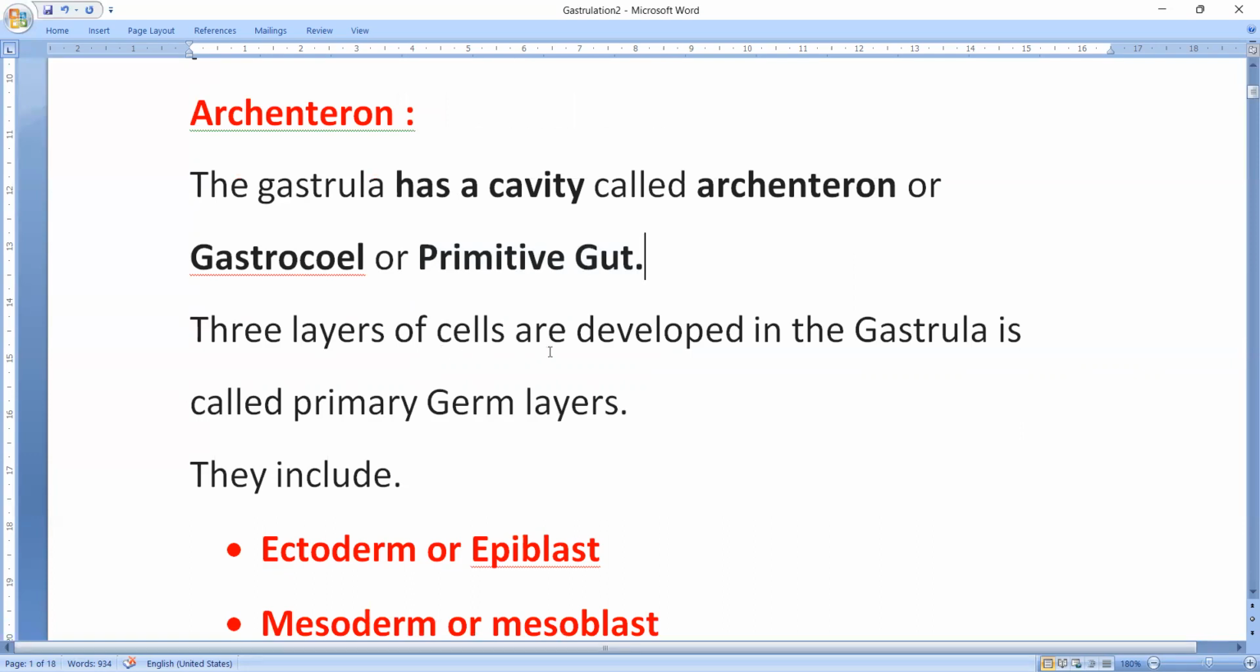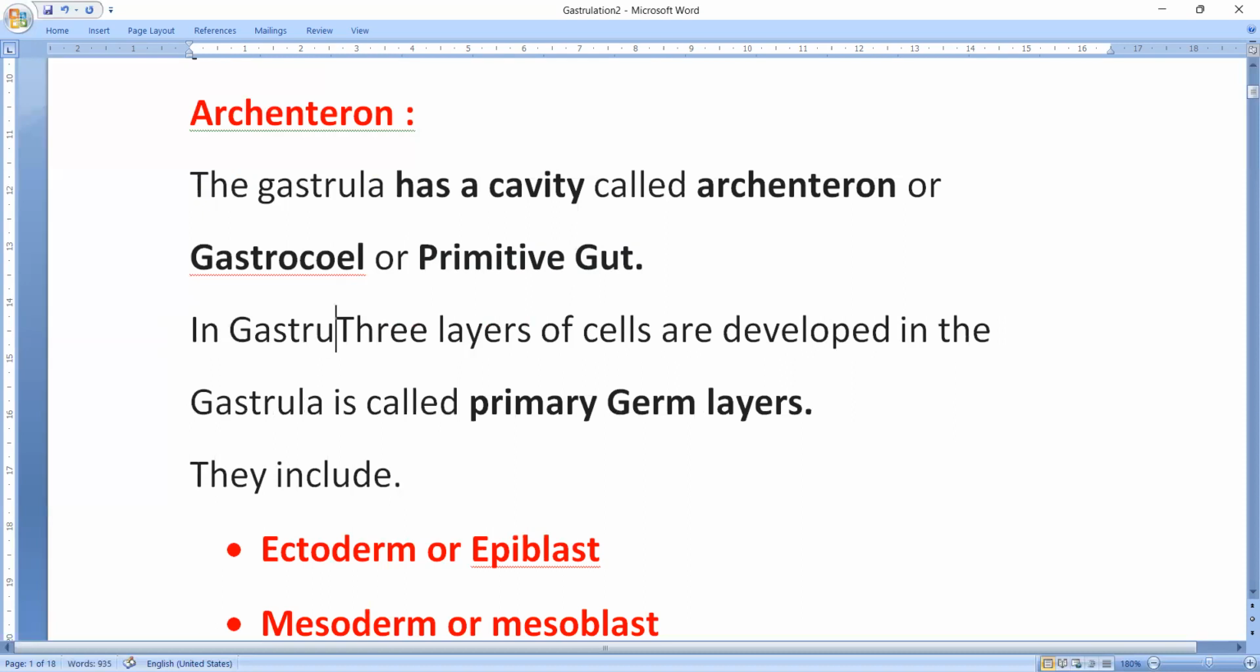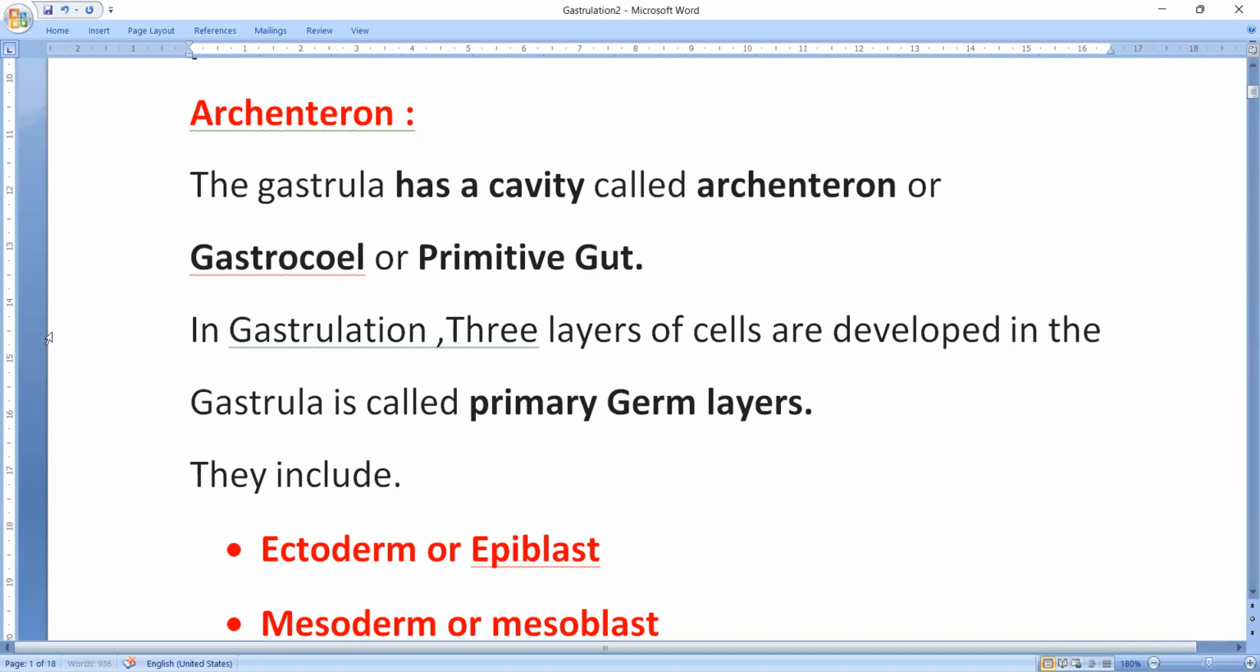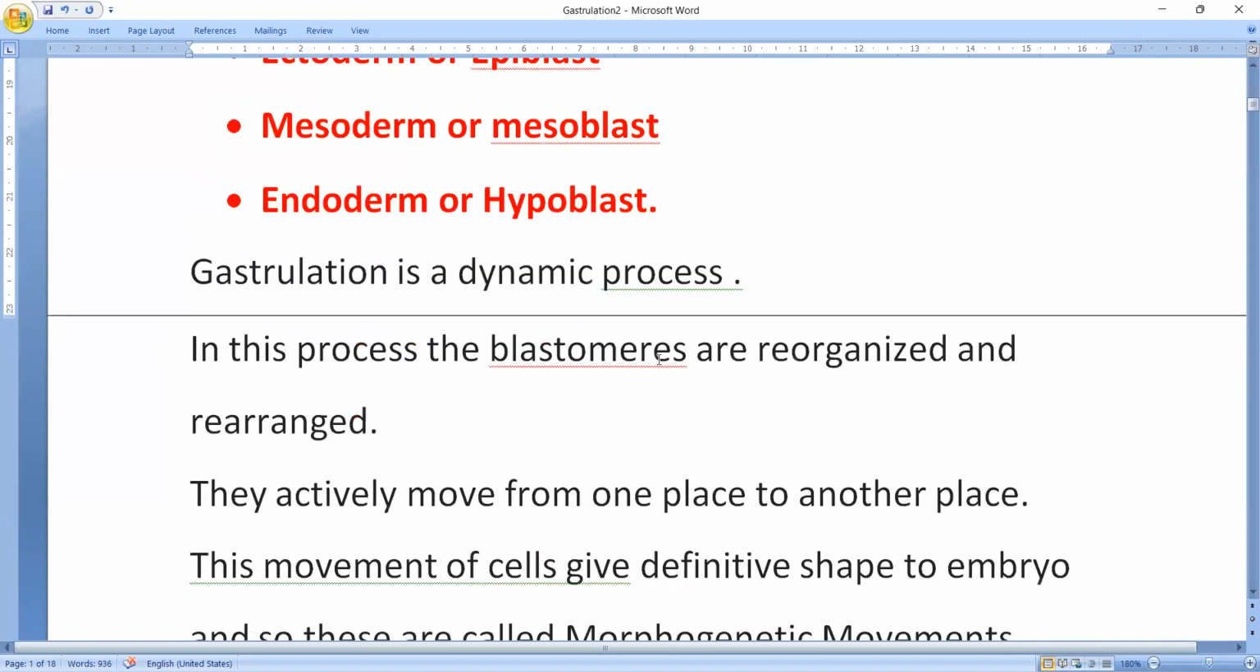The three layers of cells developed in the gastrula are called primary germ layers. Due to gastrulation, three layers of cells are developed in the gastrula, and they are called primary germ layers. What are those? Ectoderm, mesoderm, endoderm, also called epiblast, mesoblast, hypoblast. We all know that.